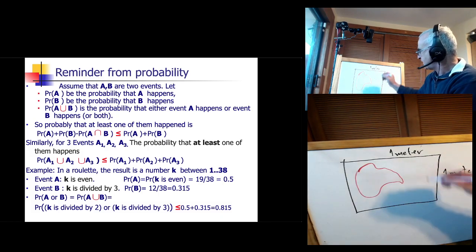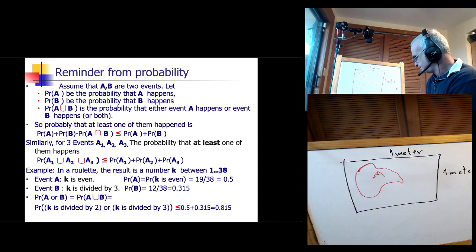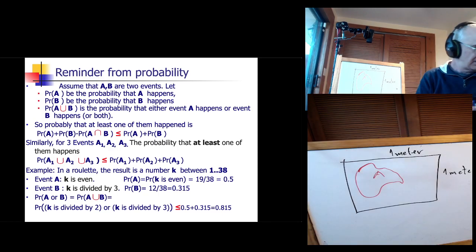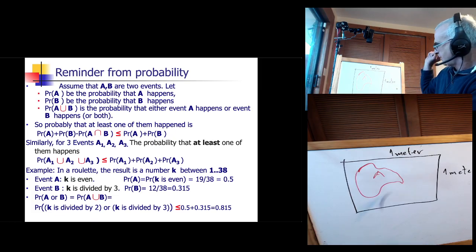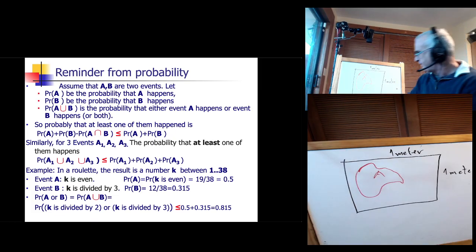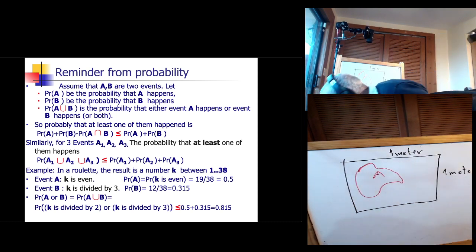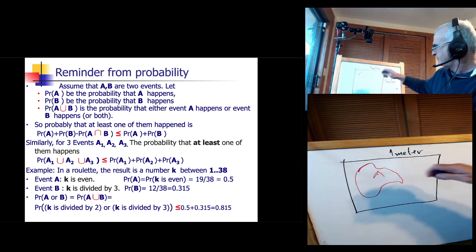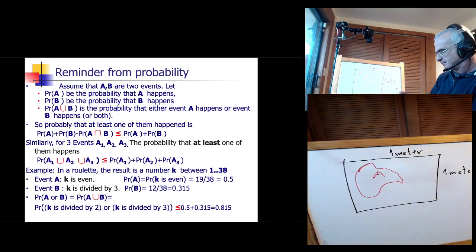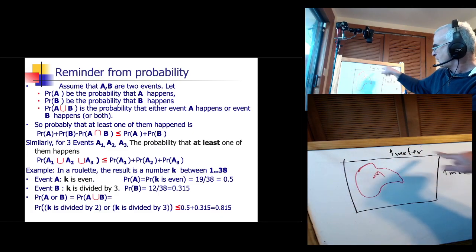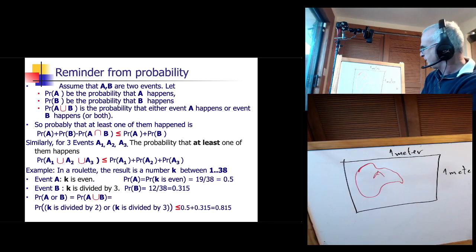I'll draw some shape here, and I'll call this shape A, and I'll take the cap of this marker, and I'll throw it, and I'll never miss the 1 meter square, but I might be inside or outside A. And let's say that every point that I'll hit has exactly the same probability. Every point in this 1 meter by 1 meter square has the same probability.